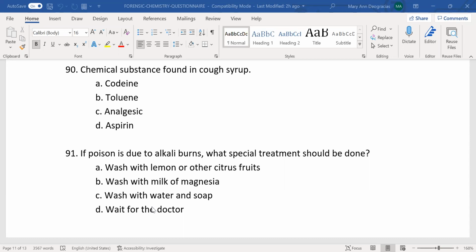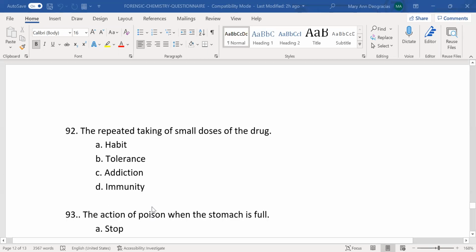Alright, number 92. The repeated taking of small doses of the drugs. Alin dyan? A, habit. B, tolerance. C, addiction. D, immunity. Addiction ba? It's letter A. Small doses of the drug eh. So, habit. You have the habit to take in medicine kahit small, slight, sakit lang ng ulo, tas habit mo na. Oh, that's habit. Small doses of the drug. Kasi ang addiction, to the max yan eh.